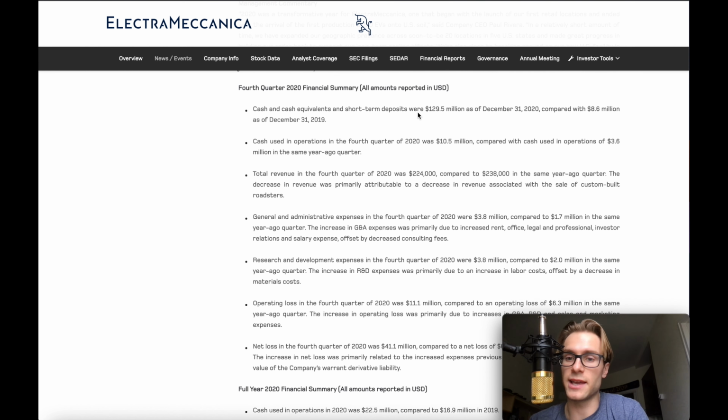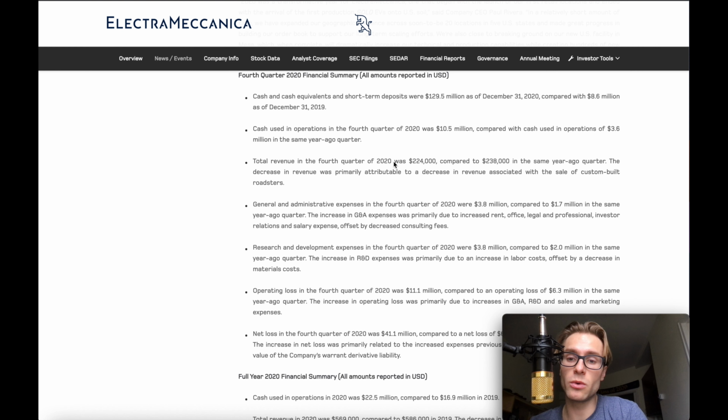Okay, this wasn't like they increased revenue. So cash used in operations in the fourth quarter was $10.5 million, compared to $3.6 million in the same year-ago quarter. So they're expending a lot of money, but that's to be expected in a small company that's trying to ramp up production and also build out a facility.